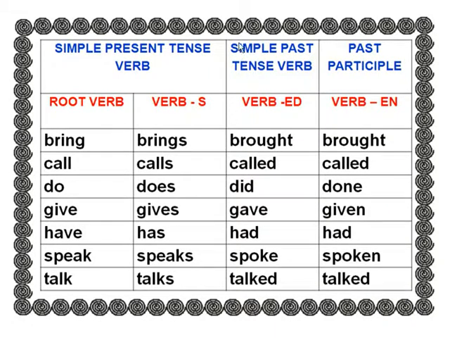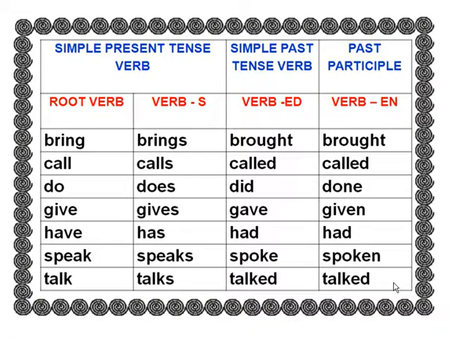Then we have the simple past tense form of the verb, which is also called verb ed. Brought, called, did, gave, had, spoke, talked. Then we have the past participle form of the verb, which is also called verb en. Brought, called, done, given, had, spoken, talked.